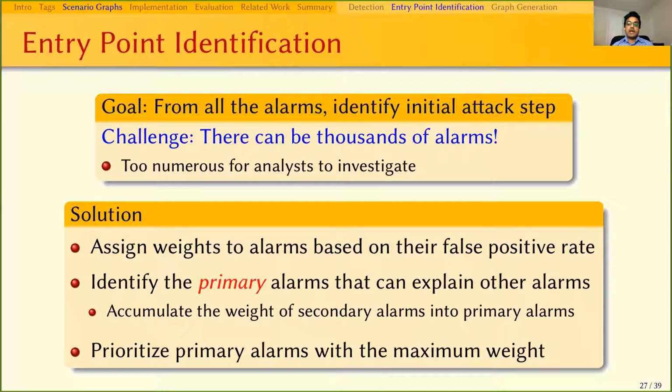Each alarm is assigned a weight based on their false positive rates. Next, we try to identify the primary alarm that can explain the other alarms. These alarms are called the secondary alarms, and their weights are accumulated into the primary alarm. The subjects that raised the primary alarms are considered as the entry points. Now the analyst can prioritize the primary alarms based on the maximum weight.